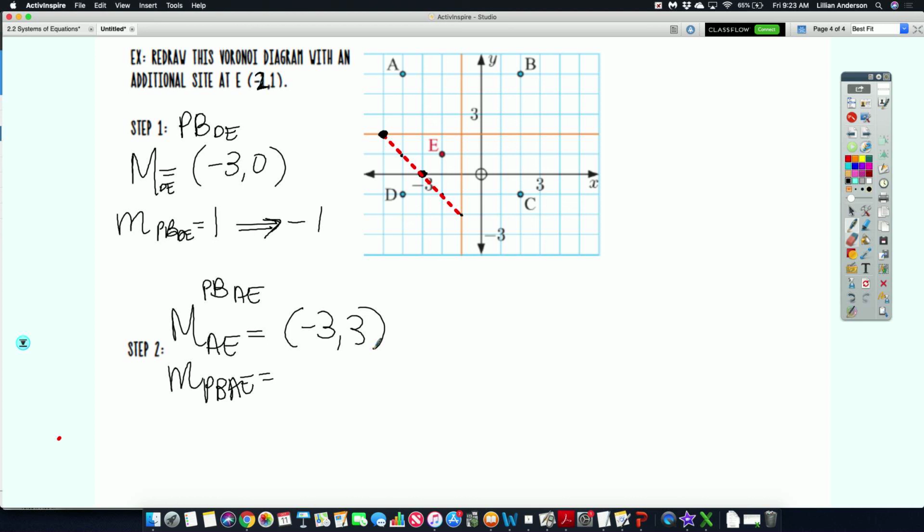And then the slope of AE is a negative 2. So I need the perpendicular slope to negative 2. What's the perpendicular slope to negative 2? 1/2. So then that means from the midpoint at negative 3, 3, I go up 1 over 2, because it's a positive 1/2. So from the midpoint, I go up 1 over 2, and what happens the first time I do that?